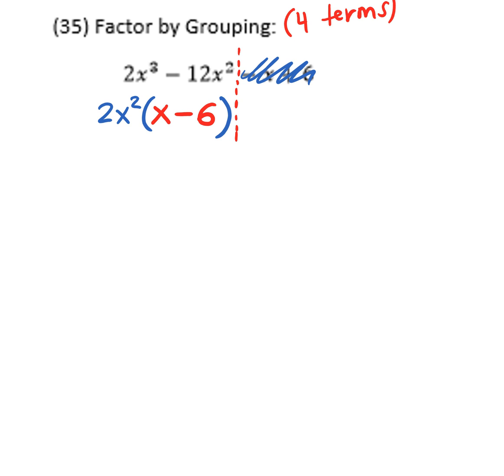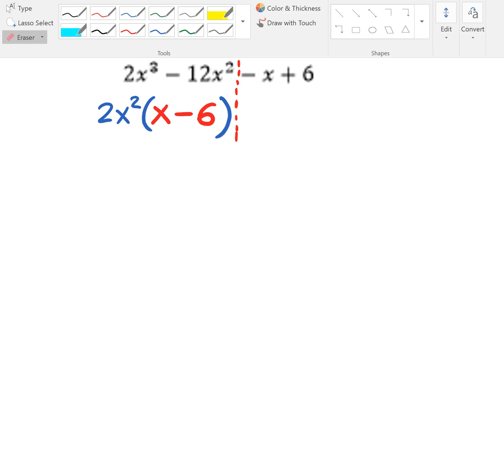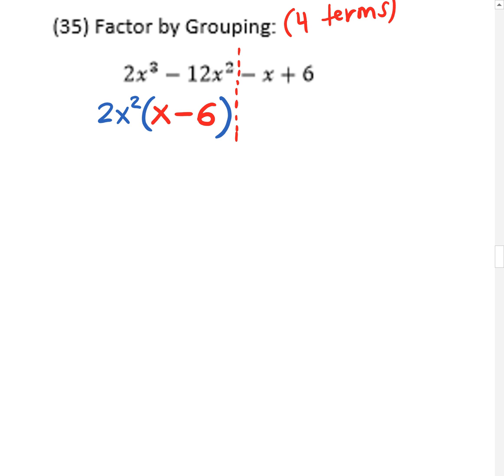Alright, now that we've taken care of that, now I want to go and look at the 3rd and the 4th term and try to do the same thing with those guys. And now I'm ignoring the 1st and the 2nd term. So say between negative x and 6, what's the largest thing that divides into both? Well, nothing really divides into both, but the cheap way to go is 1 divides into anything, so that must be the greatest common factor, 1.